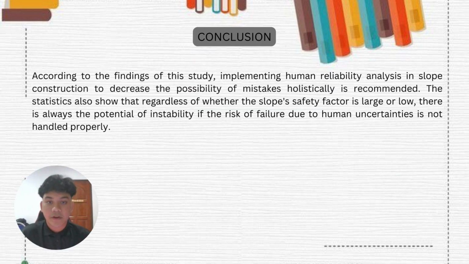Thank you. Last but not least is conclusion. According to the findings of this study, implementing human reliability analysis in slope construction to decrease the possibility of mistakes holistically is recommended. The statistics also show that regardless of whether the slope safety factor is large or low, there is always the potential of instability if the risk of failure due to human uncertainties is not handled properly.